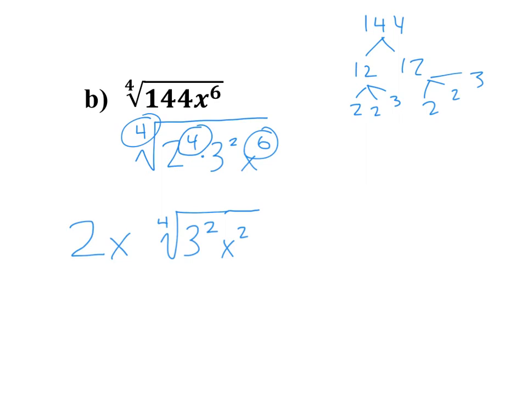All right, now we're going to run into a new rule. And that new rule is looking at your index and any exponents on the outside, you're allowed to reduce those. So notice all of those numbers that I highlighted are divisible by 2. So I could divide them all. So now my new index is 2. I don't have to write that. And then now this becomes 3 to the first and x to the first.